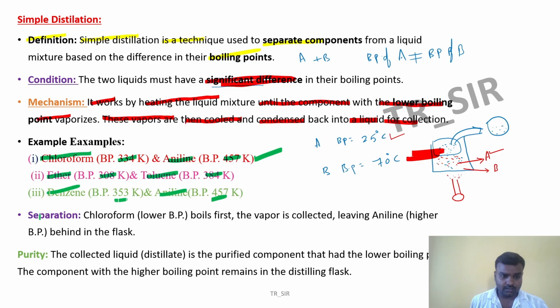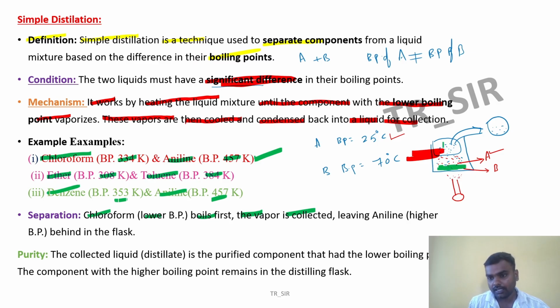Now for separation, chloroform has the low boiling point, so it will boil first at a low temperature and start giving vapor. Those vapors are collected, and the one with the high boiling point is left behind in the liquid state.